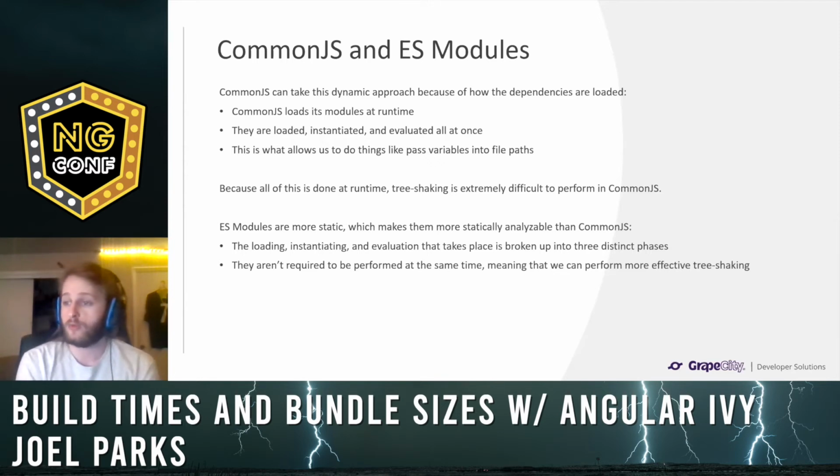ES modules are more static, as you saw, passing in a static string instead of a variable into the file path. That makes them more statically analyzable. The loading, instantiating, and evaluation is broken up into three different phases, and they aren't required to be performed at the same time, meaning that we can perform more effective tree shaking.